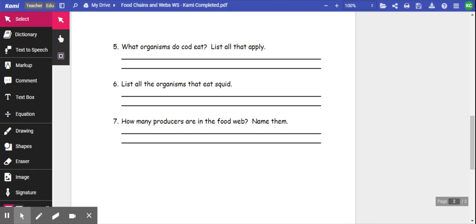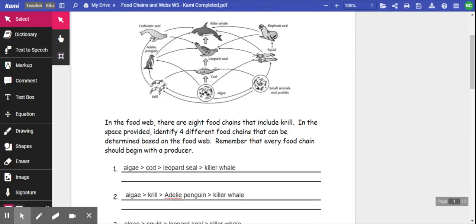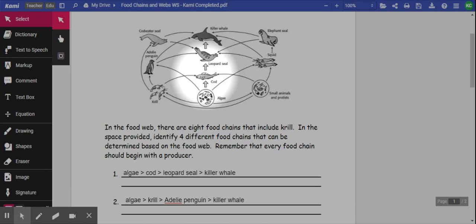So number 5, what organisms do cod eat? List all that apply. So let's find cod here. So what organisms do the cod eat? That means the arrows are pointing to the cod from another organism. Because remember, the arrows show the way the energy is moving. So the energy is moving from here to the cod. That means the cod eats krill.